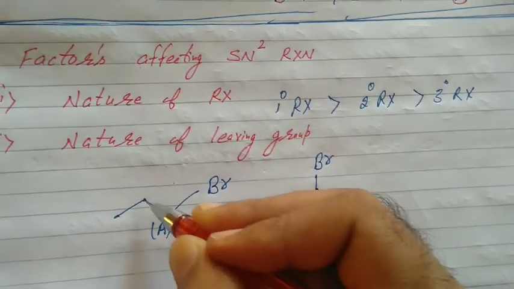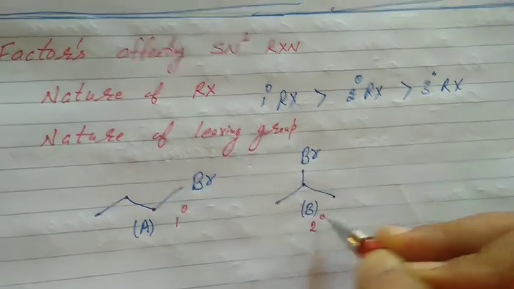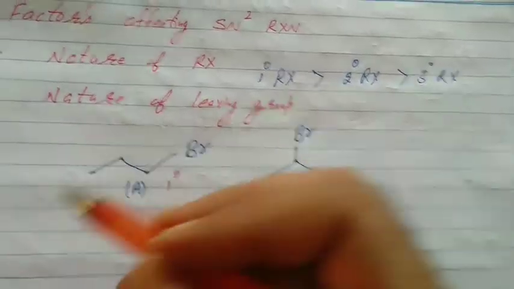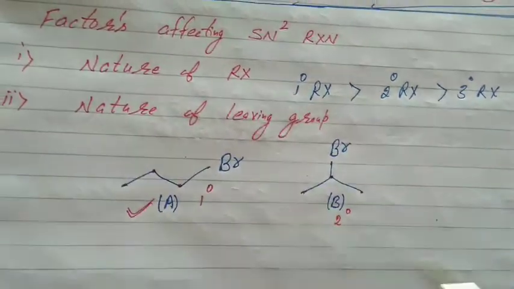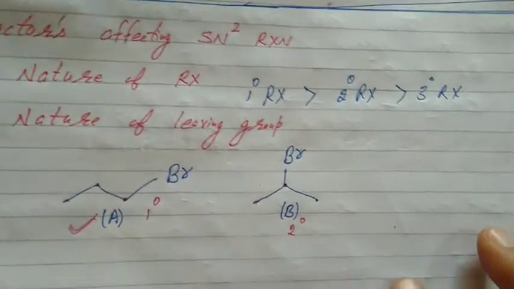The alpha carbon is linked with one carbon. And B, it is a secondary haloalkane. Which is more reactive? Nature of RX, that is 1 degree. We will go with option A. The second is nature of leaving group.